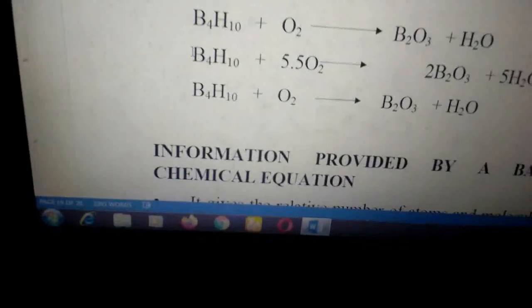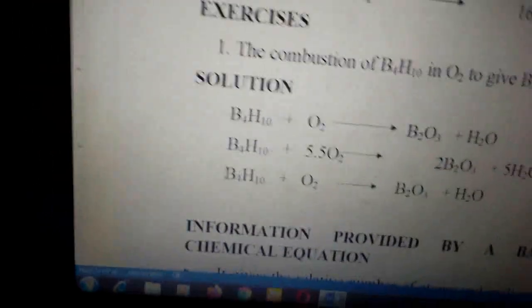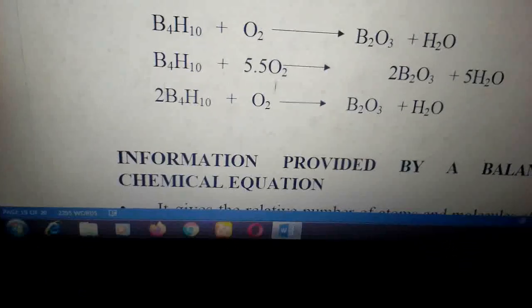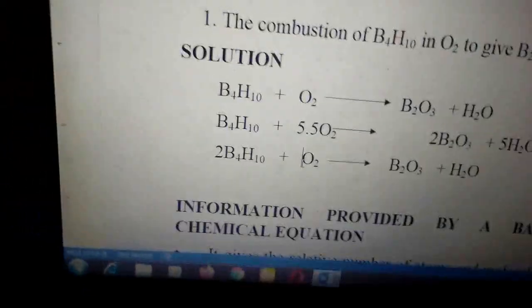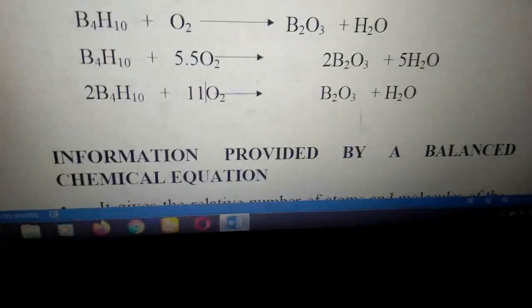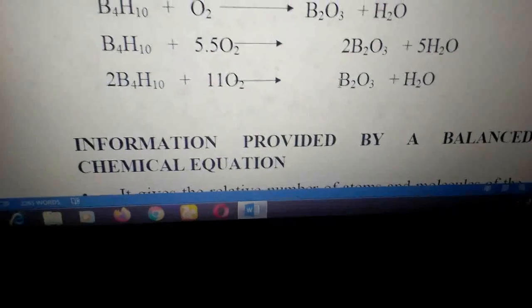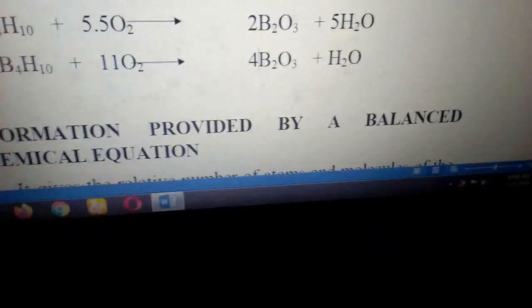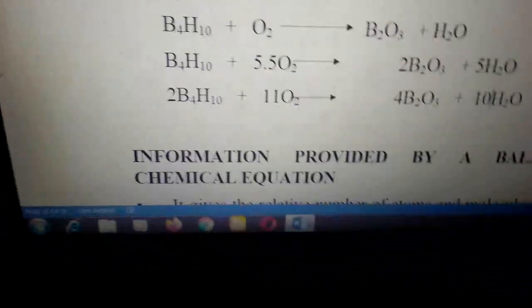So the number in front of boron hydride is 1, multiply by 2, get 2 here. Number in front of oxygen is 5.5, multiply by 2, get 11. Number in front of boron trioxide is 2, multiply by 2, you get 4. Number in front of water is 5, multiply by 2, you get 10. So let's check the equation again.